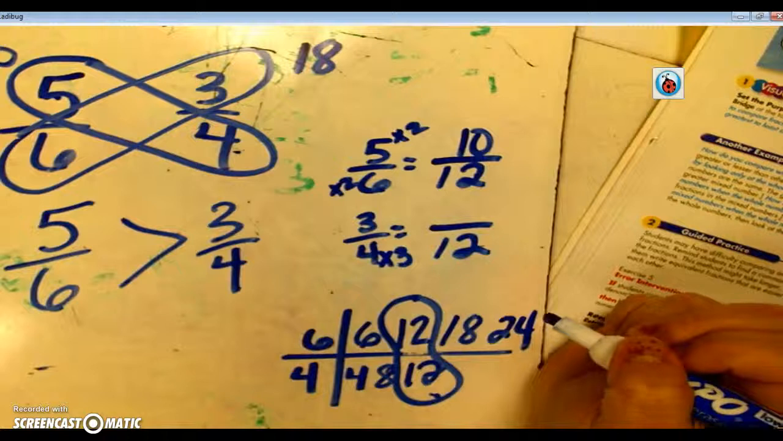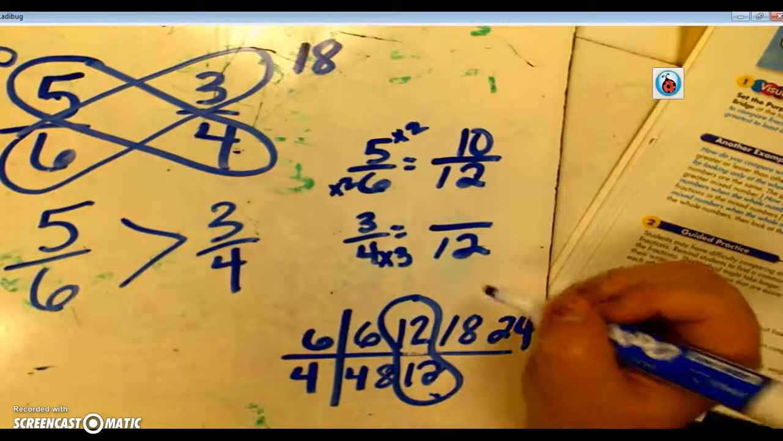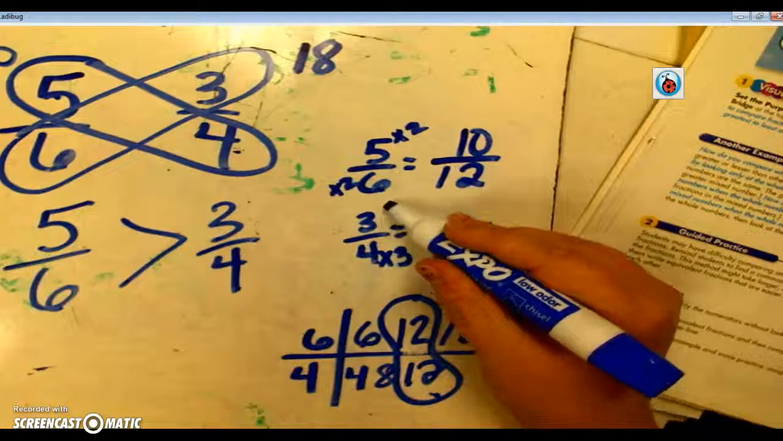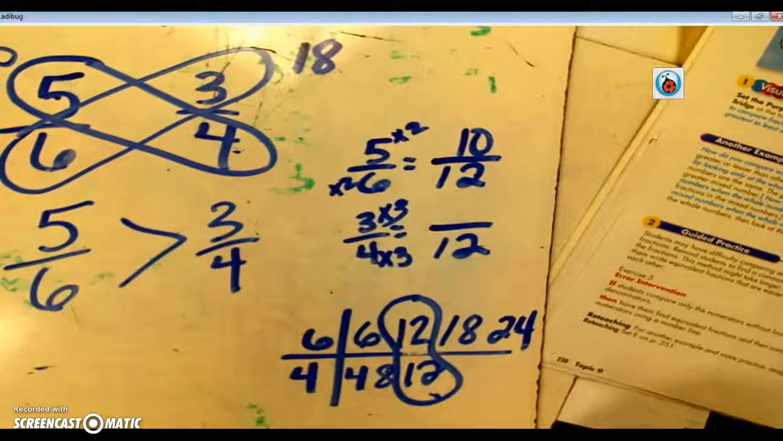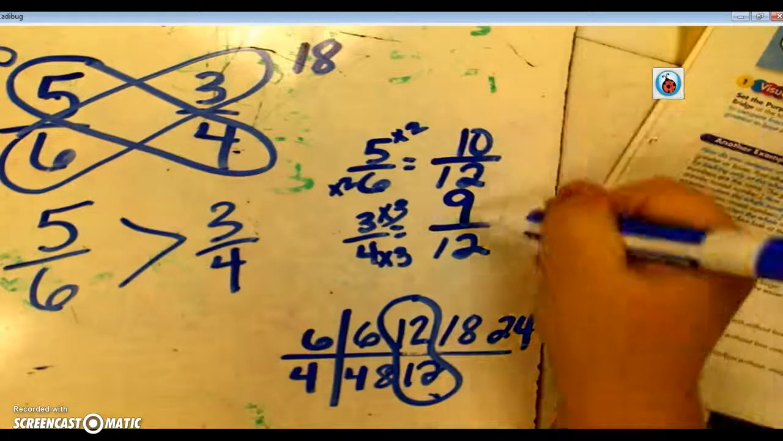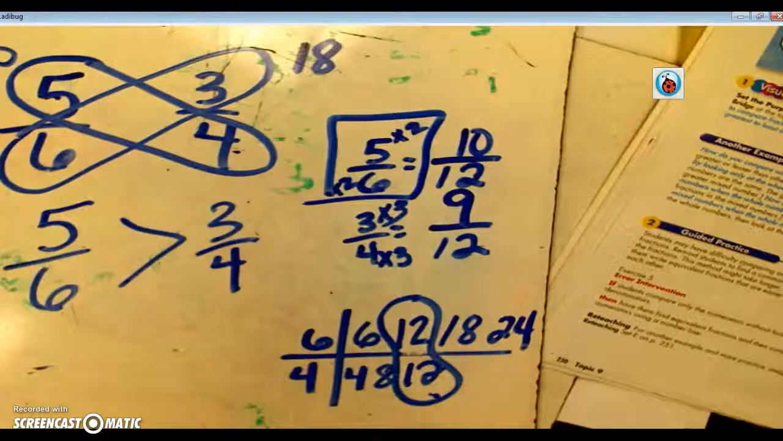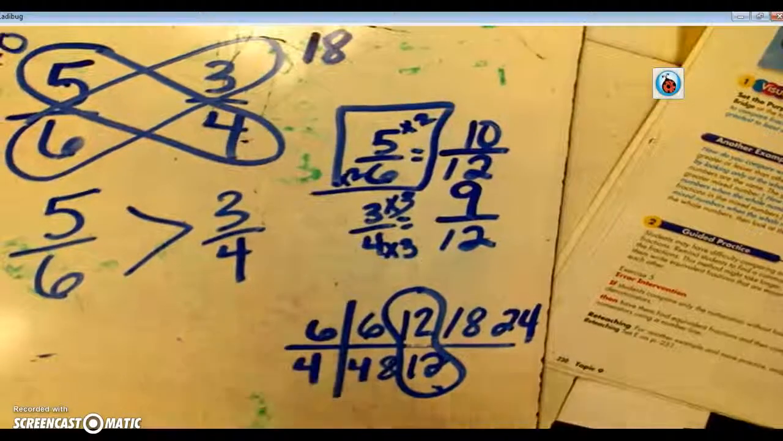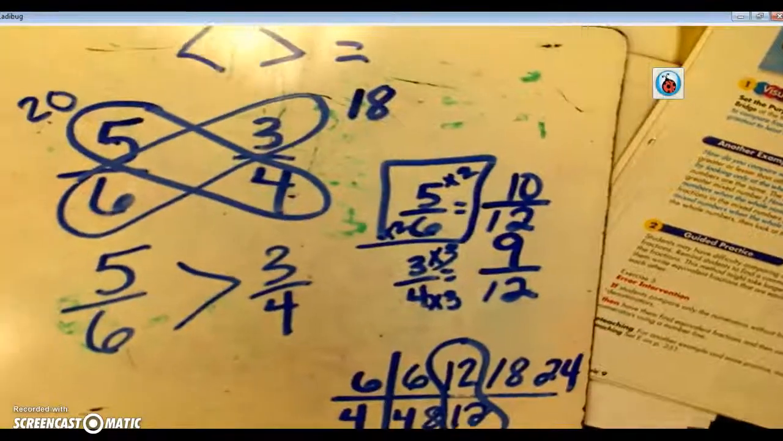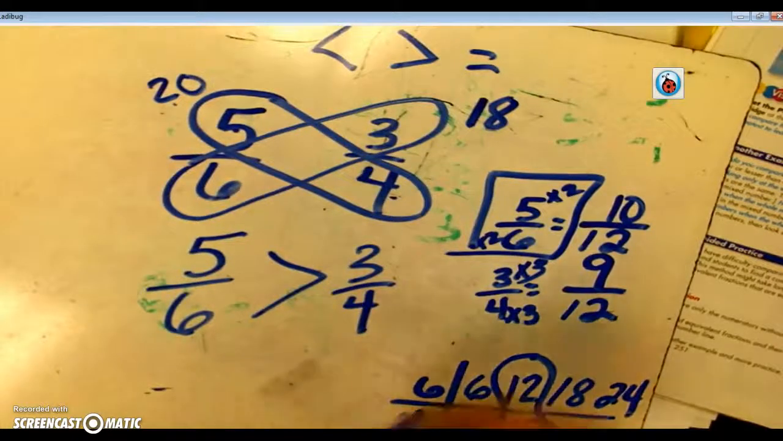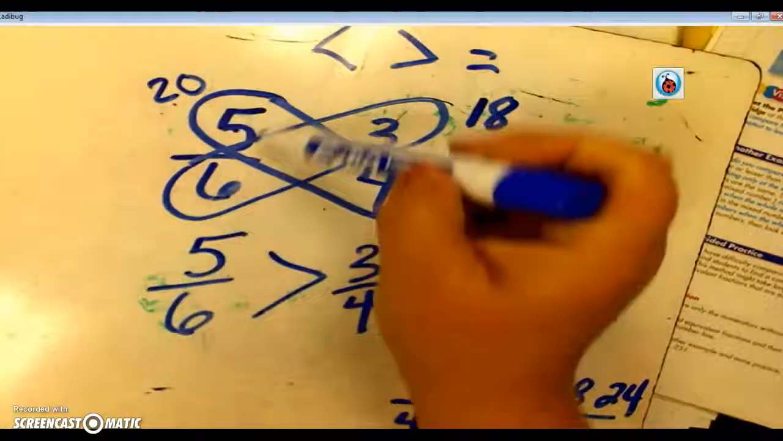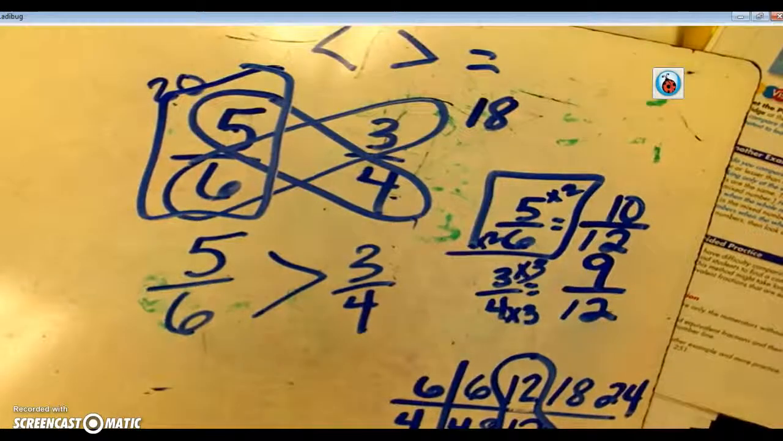Multiply by 3, right? What am I going to do to the top? To the top? 3 times 3 is? 9. If I have the same number of pieces, is 10 more or is 9 more? So 5/6 is larger. And when I compare that, my voice is going to go out, I'm sorry. When I compare that to my butterfly effect, we got the same thing. 5/6 is larger.